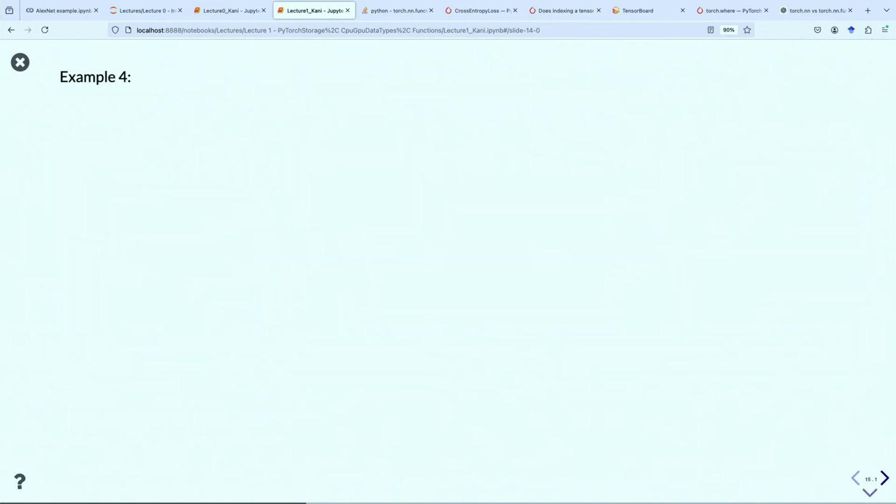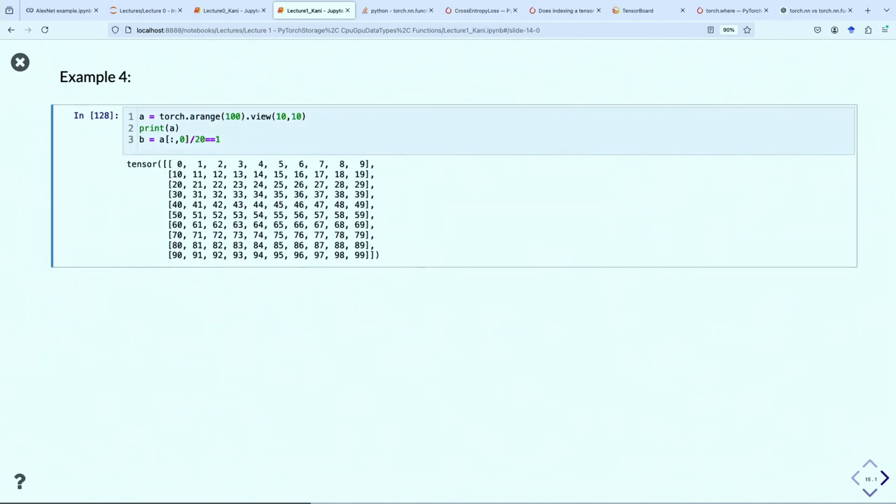Okay, so new example. A is again a 2D tensor, 0 to 99. And let me ask you guys something. What is B? What would B be in this case? What would the tensor be in this case? Any ideas?